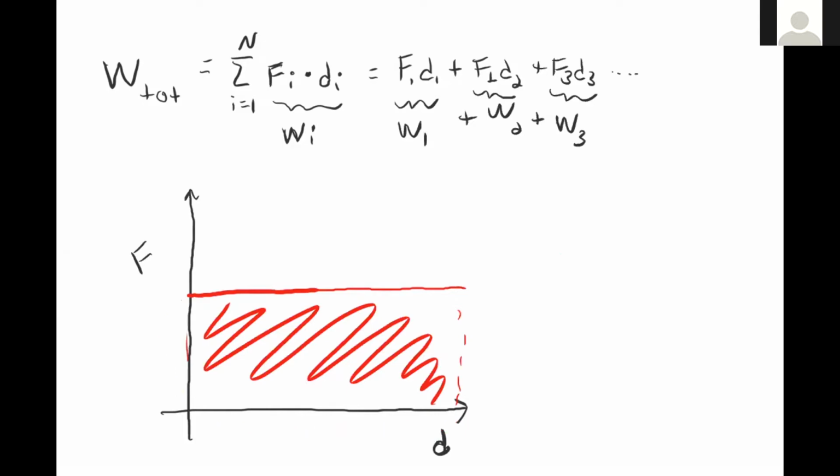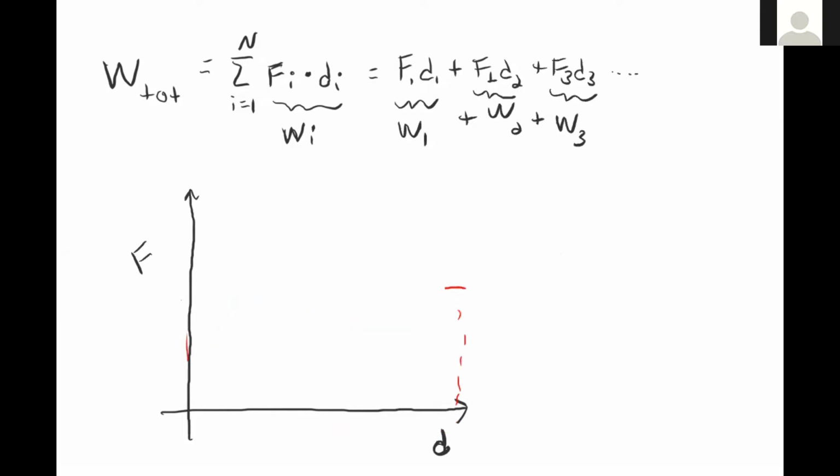Now what happens if we have a force that varies over time? Let's say that our force does something like this over distance. That's not an easy area that we can find. That's not an easy area underneath the curve that we could calculate. It curves; it's not a linear line.